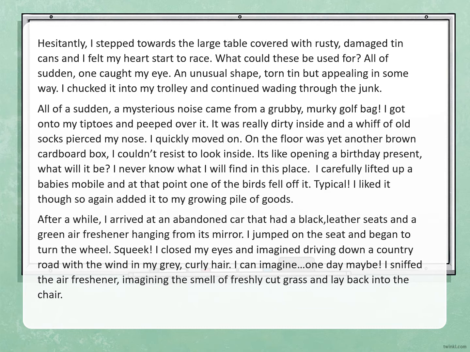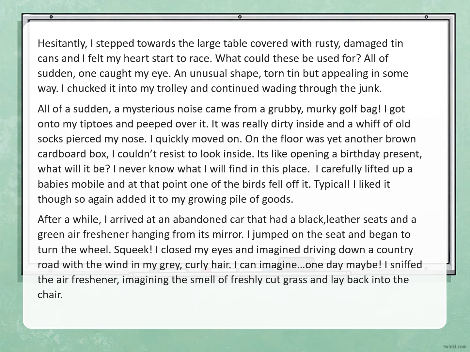I quickly moved on. On the floor was yet another brown cardboard box. I couldn't resist to look inside. It's like opening a birthday present. What will it be? I never know what I will find in this place. I carefully lifted up the baby's mobile, and at that point one of the birds fell off it.